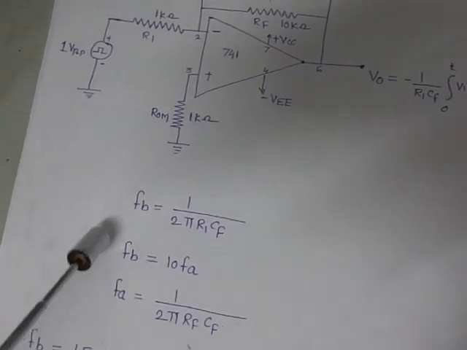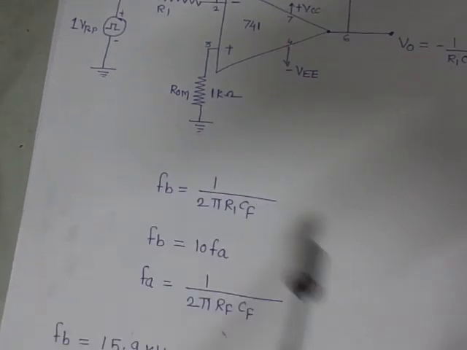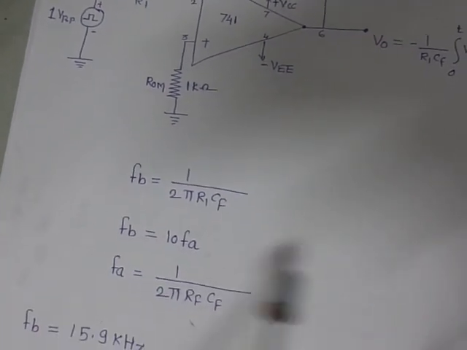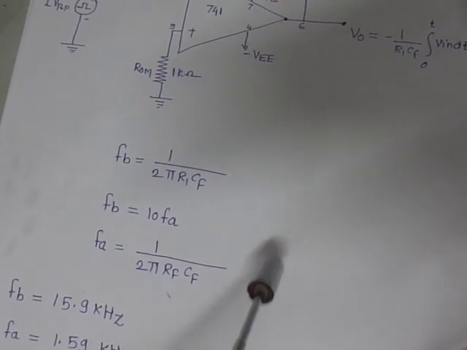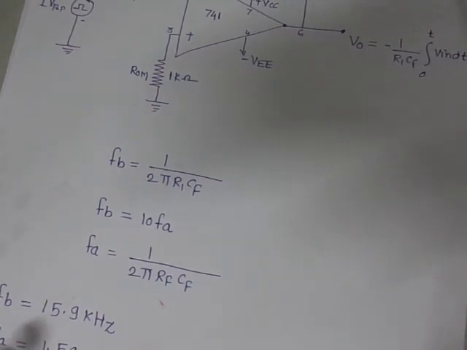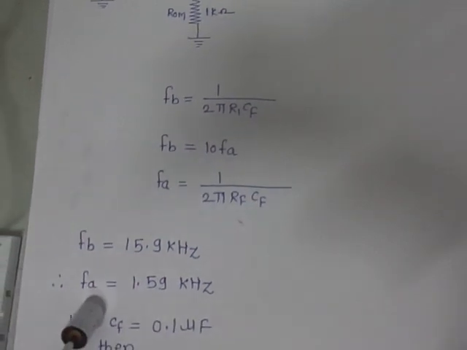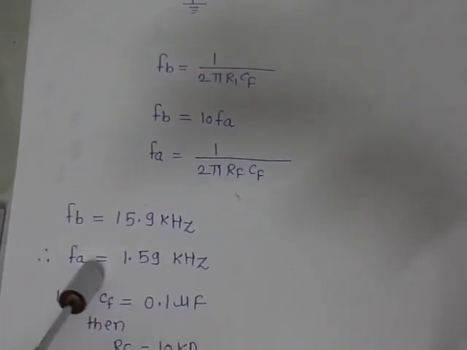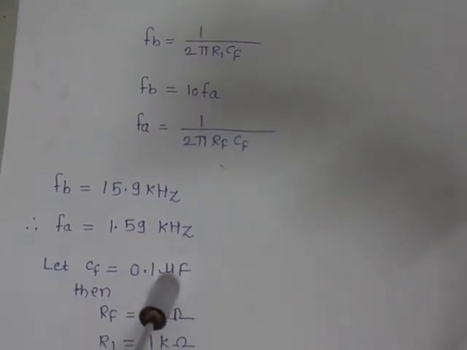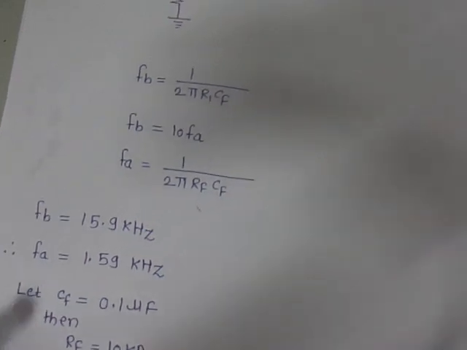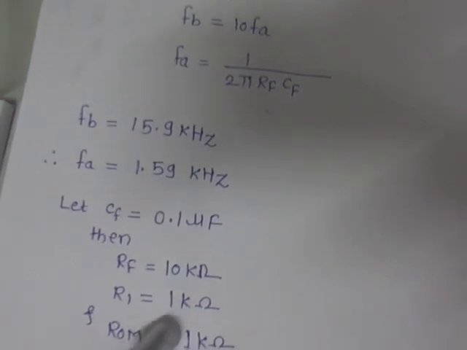FB is the frequency at which the magnitude plot reaches 0 dB, meaning the gain goes on decreasing and reaches 0 dB. FA is the frequency at which the gain magnitude plot has a value 3 dB below the maximum gain. The design which we have considered is FB equal to 15.9 kilohertz, and FA is 10 times less, so FA is equal to 1.59 kilohertz. Consider CF we have connected as 0.1 microfarad, and then by the equations RF is equal to 10 kilo ohm and R1 is equal to 1 kilo ohm.